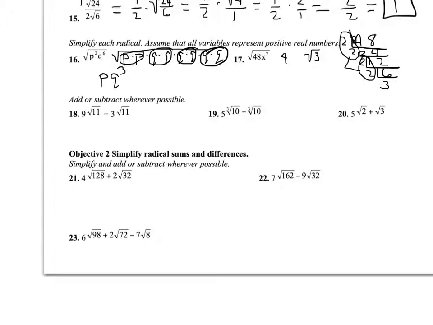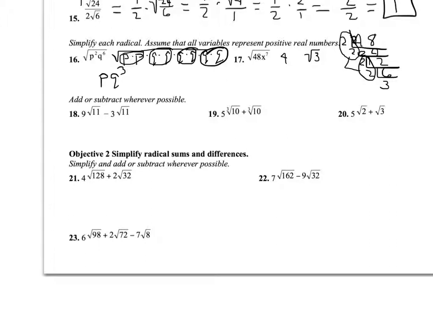A quick way to check to be sure you've actually simplified correctly, if you put the square root of 48 in your calculator, see what that decimal number is, check to see that it matches when you do 4 times the square root of 3 in the calculator. They should be exactly the same. If they are, you know you simplified correctly.